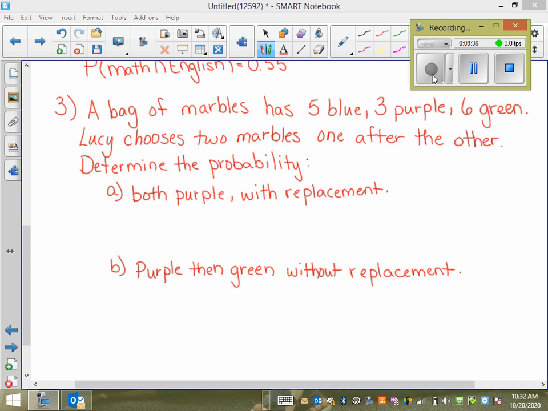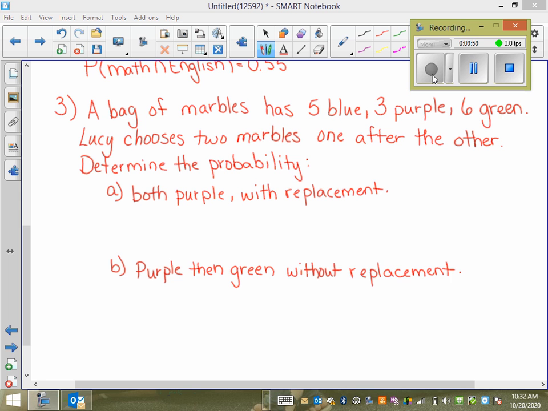Or means I take out one marble. What's the probability it's blue or green? Am I picking out one marble here? No. How many events am I doing? 2. 2 events. This is independent or dependent? The first one is what? Independent because I am replacing it. The second one is dependent because it says without replacement.